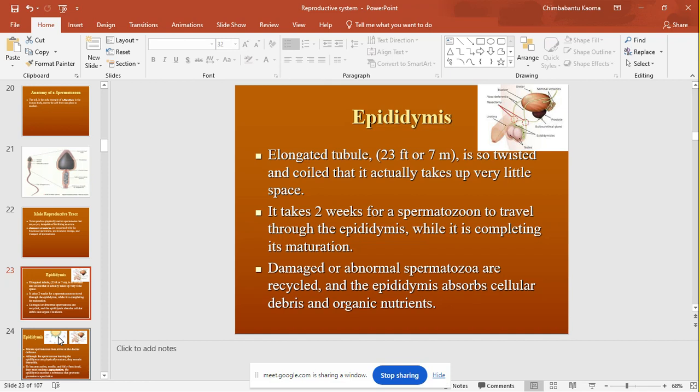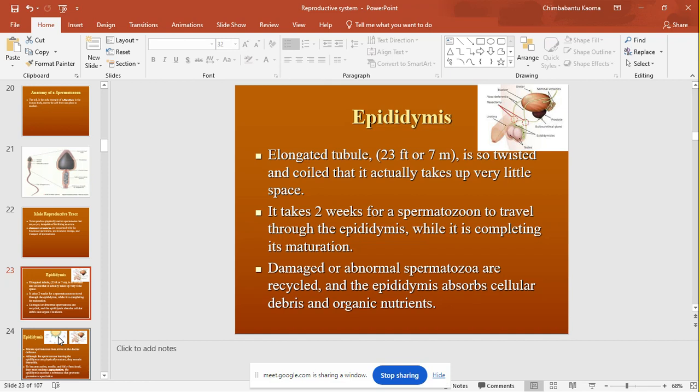So before we talk about capacitation, we can briefly talk about the organs of the male reproductive system that will help us transport the spermatozoa all the way to the external meatus of the urethra. Okay, so the first one is the epididymis. Like we already said, after production in the seminiferous tubules, the spermatozoa will be transported to the epididymis through the rete testis.